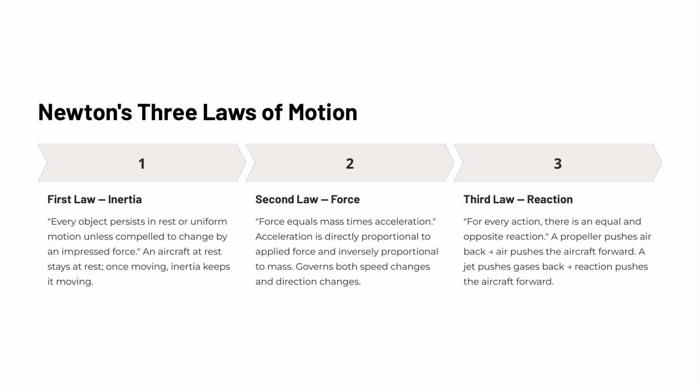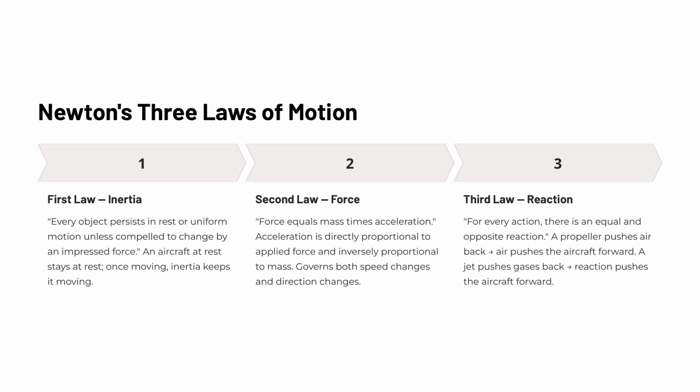Newton's 3 laws of motion form the foundation of everything we understand about how aircraft move through the air, and as a pilot or aviation professional, you need to internalize these principles, not just memorize them. The first law tells us that objects resist changes to their state of motion. For an aircraft, this means that once airborne and moving, inertia wants to keep it moving at the same speed and in the same direction. This is why attitude and power changes don't produce instant results. The aircraft's mass resists those changes.